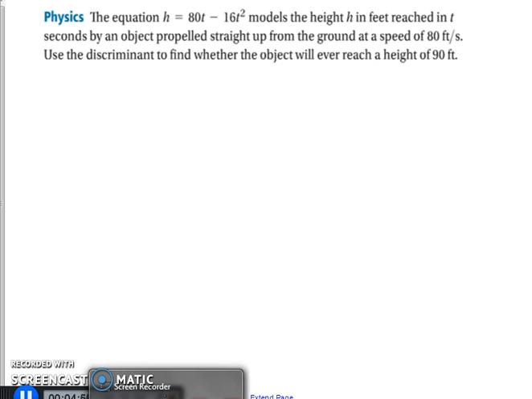So we're not actually going to solve and get a number. We're trying to see if this is ever going to reach 90 feet. So since we want to know if the height is 90 feet, we're going to plug in 90 for h.